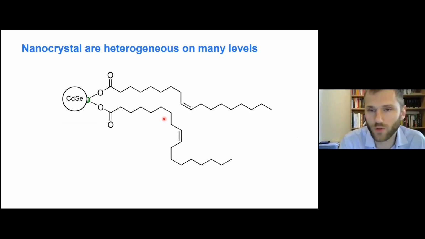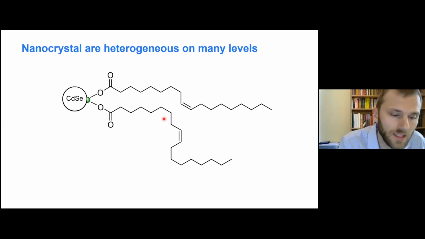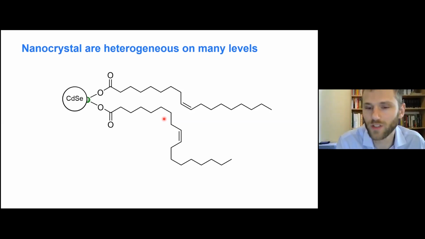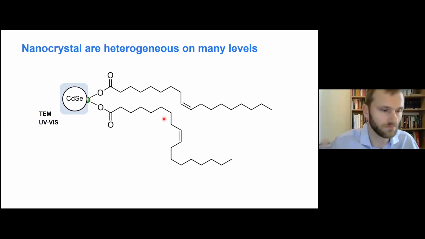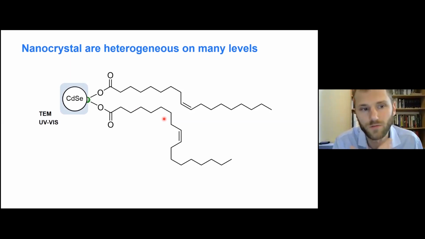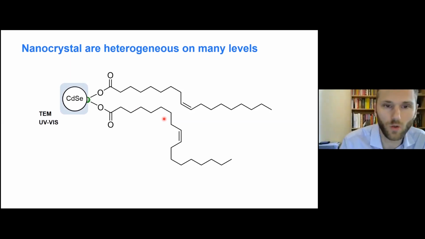That was one part of broadening, one part of heterogeneity. But there are many different aspects of heterogeneity in nanocrystals. The one that you're probably most familiar with is just the nanocrystal core. There's a dispersity in your nanocrystal ensemble. There are not many nanocrystals with exactly the same number of atoms, and from UV-Vis and from TEM, you can assess that. You can put a polydispersity number on your core. So that's actually already heterogeneity.